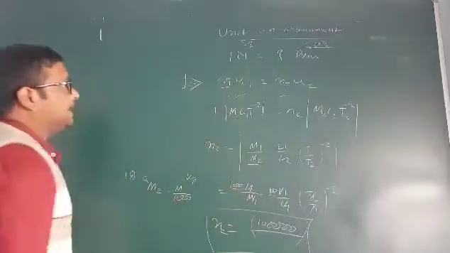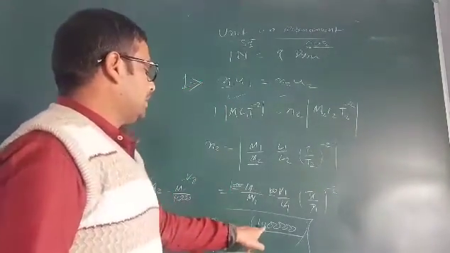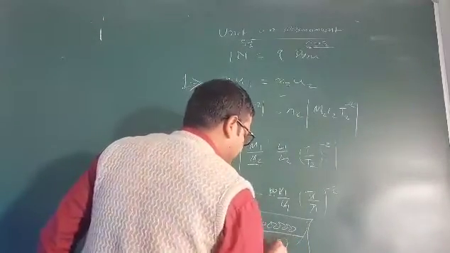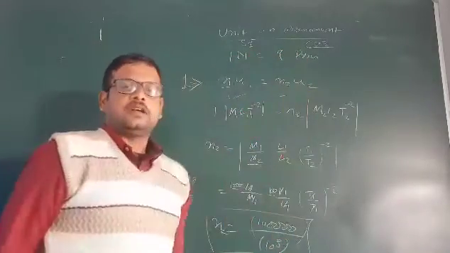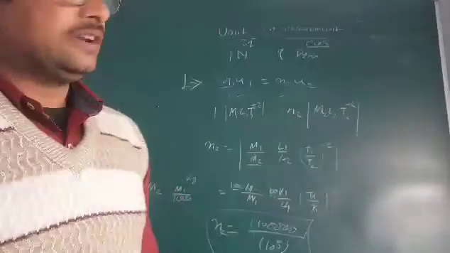That means you may write down 1 Newton is equal to 10 to the power 5 dyne. 1 Newton is equal to 10 to the power 5 dyne. So with the help of dimension you can change one unit into another unit.